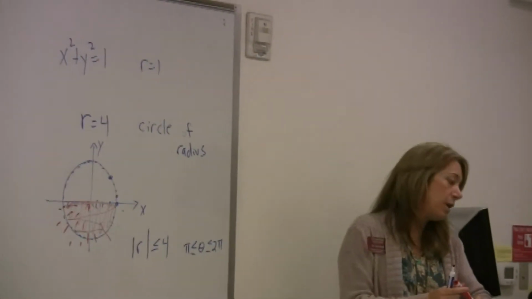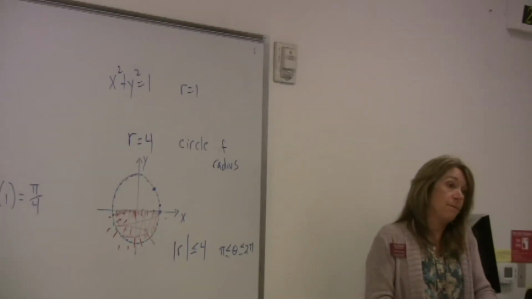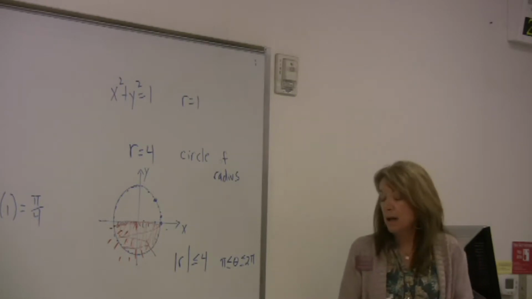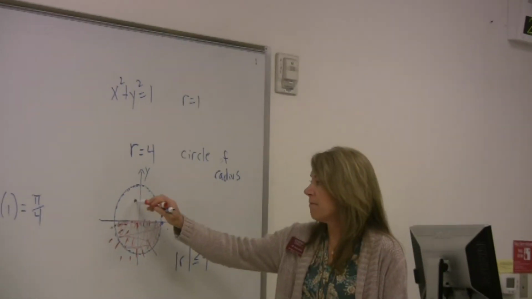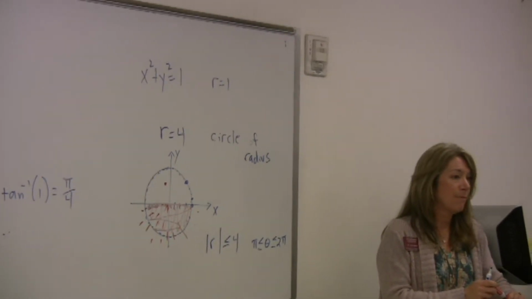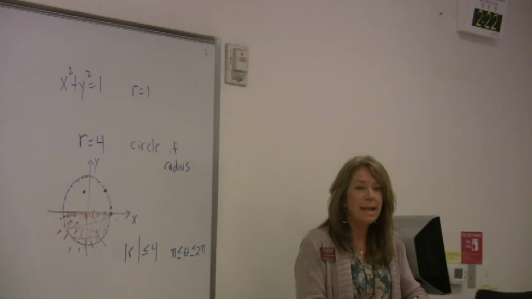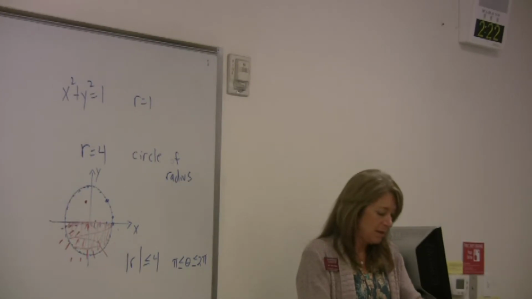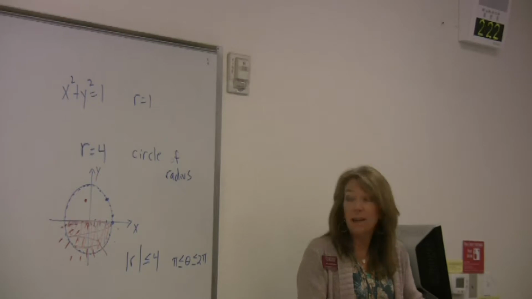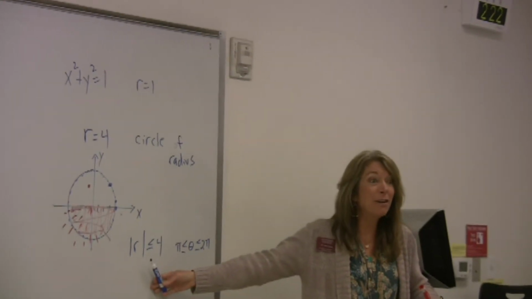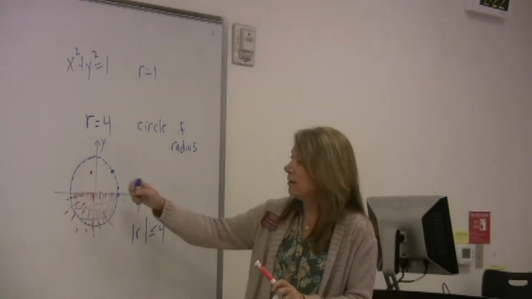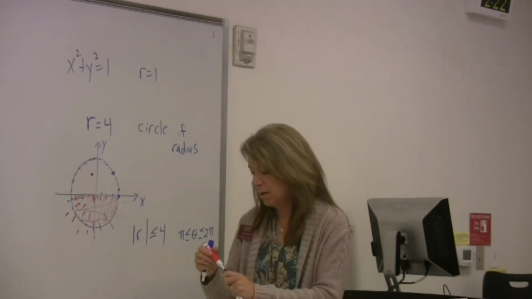But I claim this isn't the whole thing. Part of it we've ignored. It's not the whole answer. I claim that this point over here is okay. Ooh, the silence, can you feel it? Because r could be negative, and as long as I take its absolute value and it's less than 4, r could be negative, right?